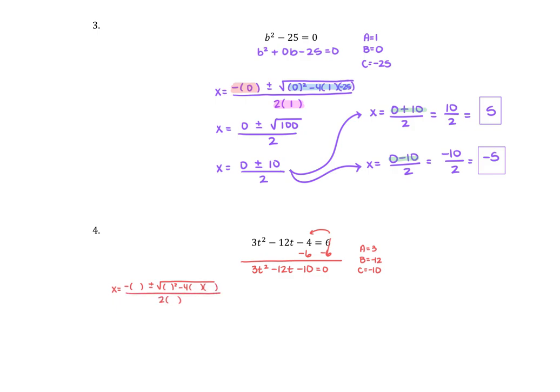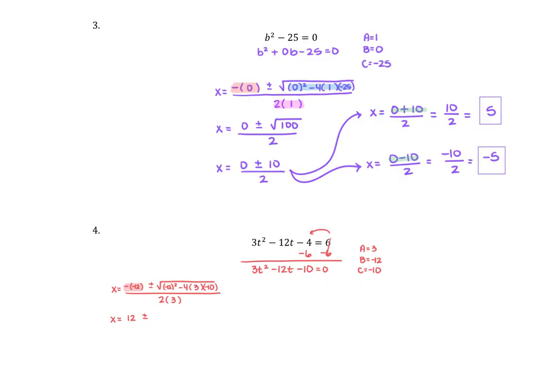All right, my b value is negative 12. That's the first 2 parentheses. My a value is 3, and that goes there and on bottom. And my c value is negative 10. We're ready to break it into chunks. We have that first section. A negative 12 will give me a positive 12.